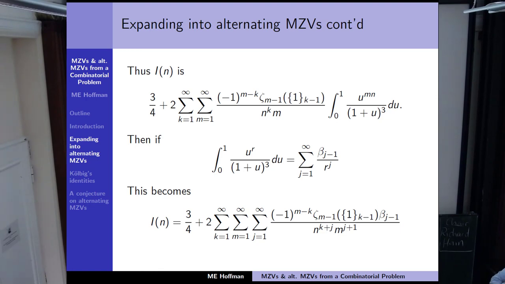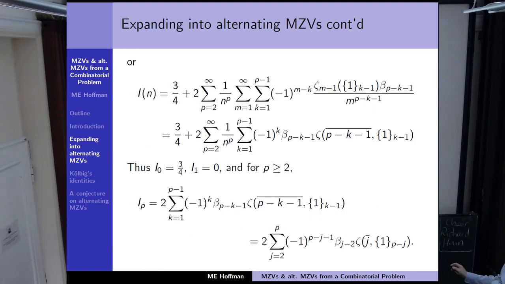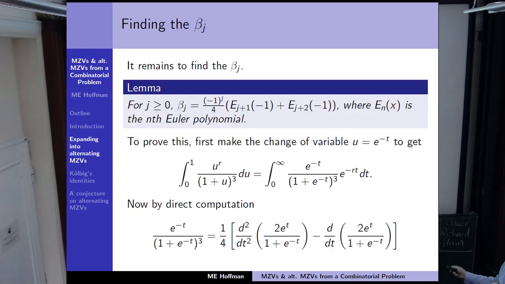Okay, so what are these betas? If we know the betas, we know the whole thing in terms of alternating ones. Well, it turns out they're just expressible in terms of values of Euler polynomials. So it's just a sum of two values at minus one of the Euler polynomial times the appropriate constant. And it's not too hard to give a slick little proof of that.